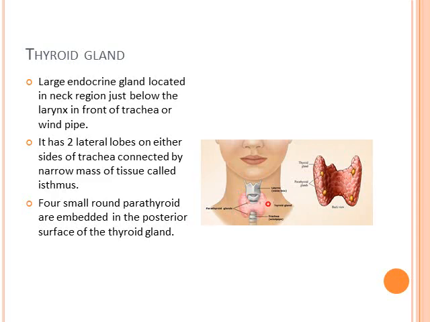It has two lobes, which are connected by a narrow mass of tissue called the isthmus. You can see four dots embedded in the posterior part of the thyroid gland. These are also a part of the thyroid gland, and this is the back view. These are called the parathyroid glands. This is the thyroid gland, the part connecting the two lobes is the isthmus, and this is the larynx. The thyroid is below the larynx and in front of the trachea. Now we will move on to the next slide.